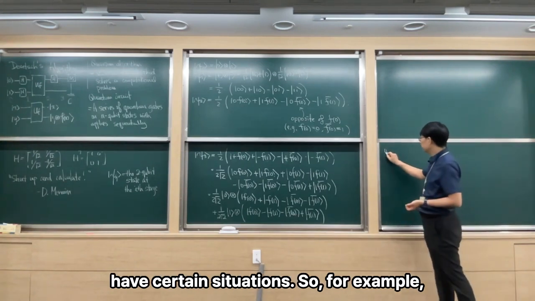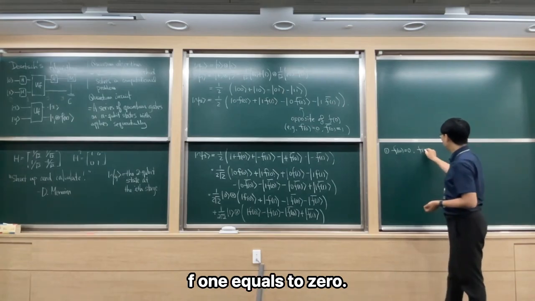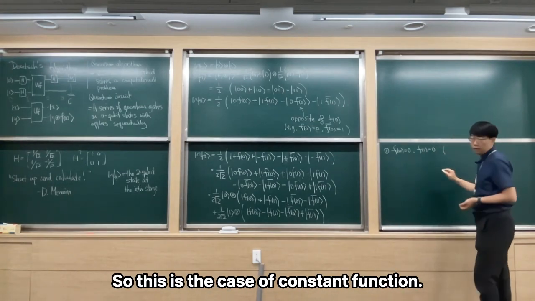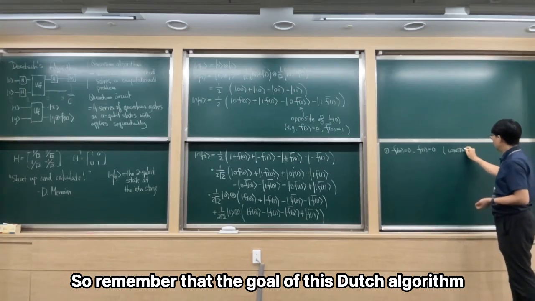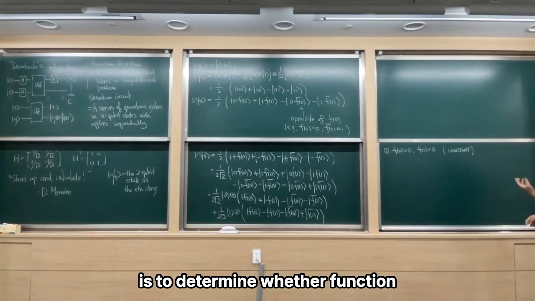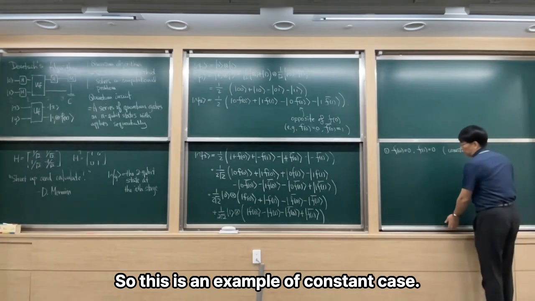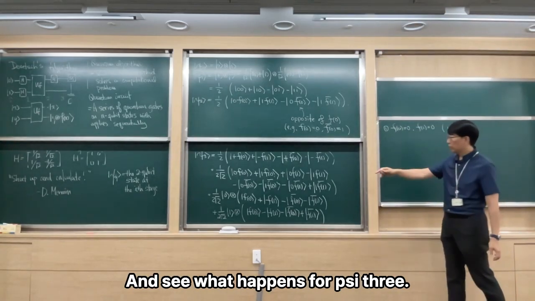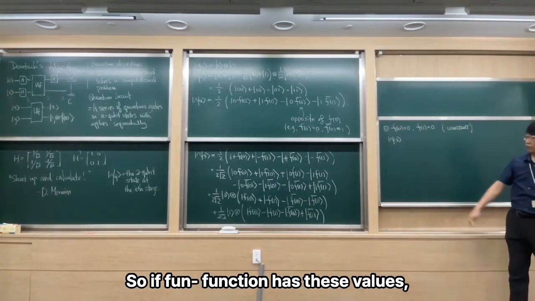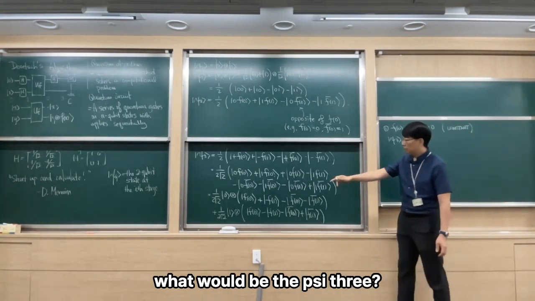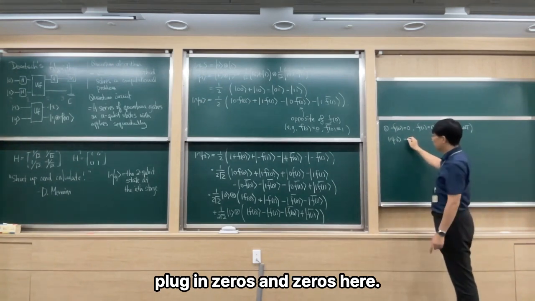So for example, let's assume that we have f0 equals 0, f1 equals 0. So this is the case of a constant function. Remember that the goal of this Deutsch algorithm is to determine whether a function is constant or balanced. So this is an example of the constant case, and see what happens for psi 3. If the function has these values, what would be psi 3? Just plug in the numbers, zeros and zeros here.